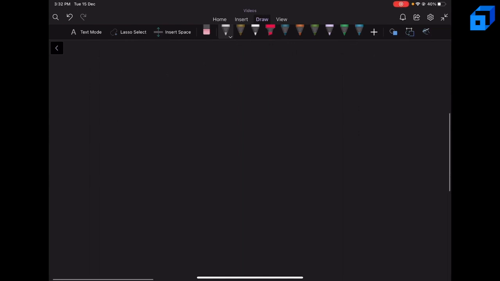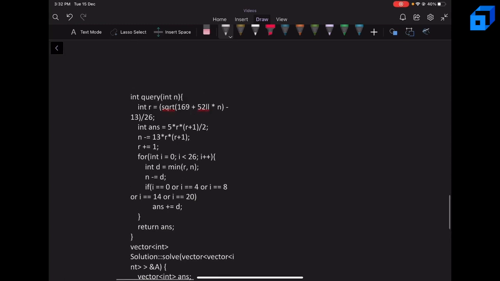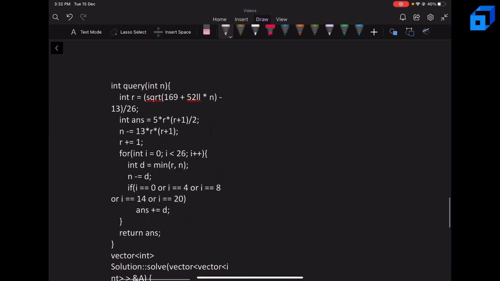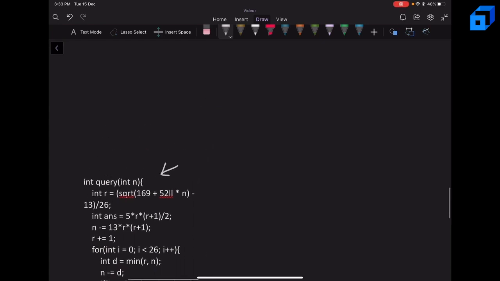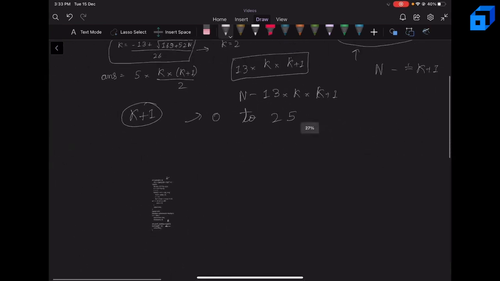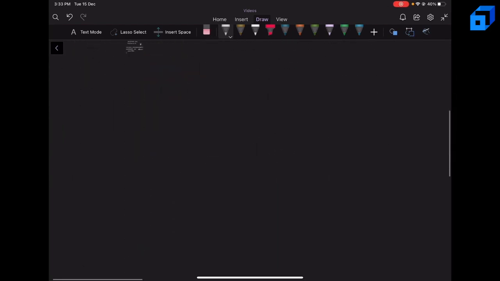Now let's look at the code to understand more clearly. So we iterate over the queries and we push back query of r minus query of l minus 1. So answer is query of r minus query of l minus 1. The only thing we need to find is how to find query of n. Now this r is the k which we talked about. So r is square root of 169 plus 52n minus 13 by 26. As you can see here, k was square root of 169 plus 52n minus 13 by 26.